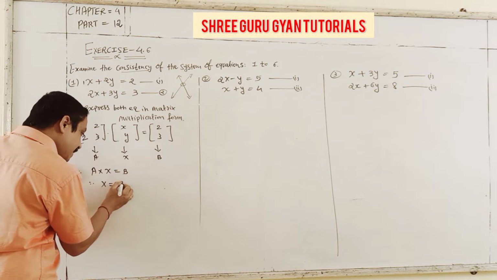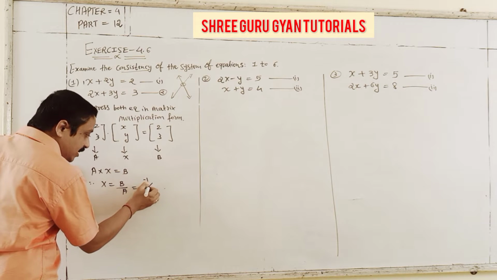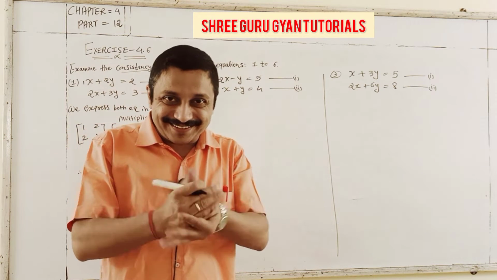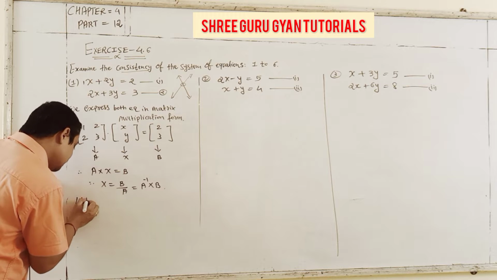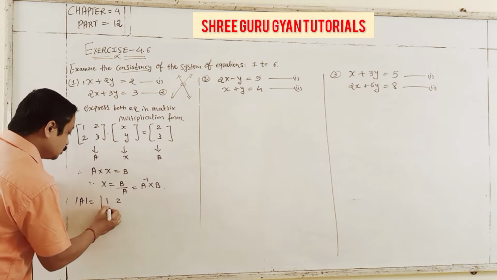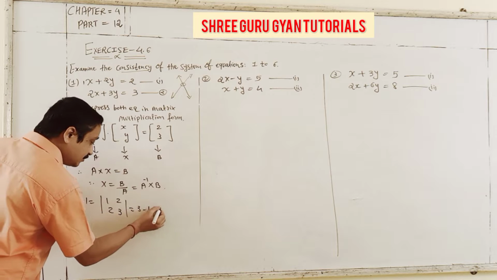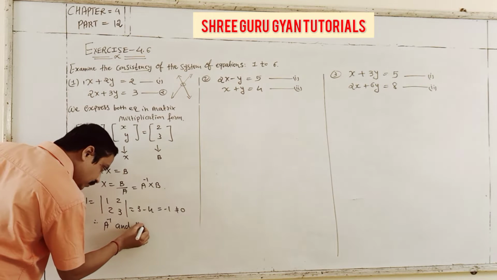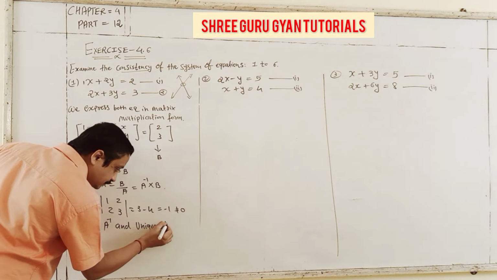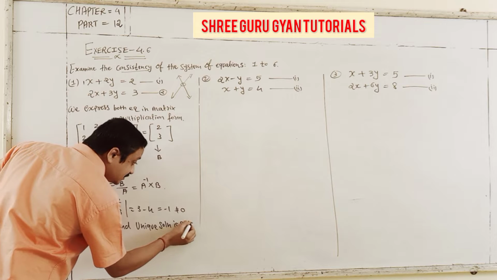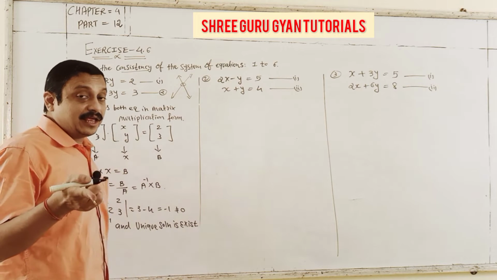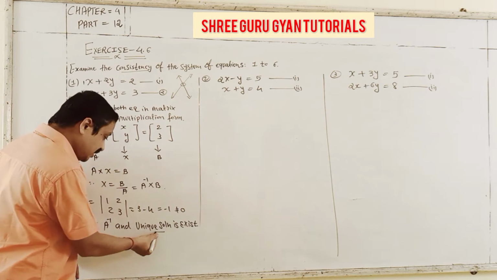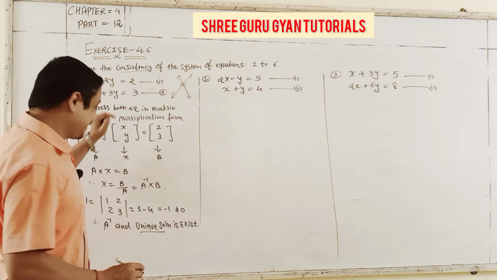So X is equal to A inverse into B, and A inverse exists when the determinant of A is non-zero. So first check the determinant of A: 1 2, 2 3, it is -1. Therefore A inverse exists and a unique solution exists. If the determinant came 0, then it would not exist. So here a unique solution exists, so it is a consistent system.